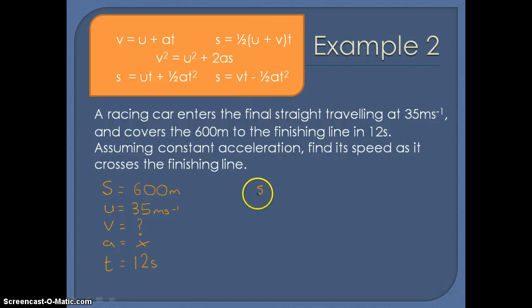So we can choose that s equals 1/2 of u plus v multiplied by t. Again, if we substitute in the numbers first, we get 600 equals 1/2 of 35 plus v, and then that's been multiplied by the t, which was 12 seconds. So if we simplify that a little bit first, we end up with 600 and 1/2 times by 12 will give us 6.